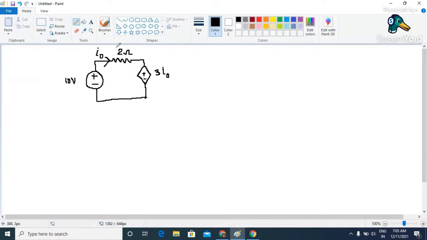Here on this board I have shown a circuit where we have three different types of elements. This is a voltage source of magnitude 10 volts. Then we have a resistor of 2 ohms, and the current flowing through this resistor is I naught. And here we have a dependent source.